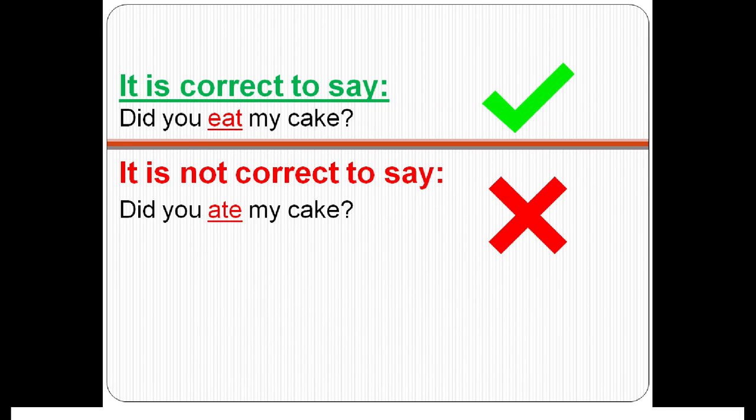It is correct to say, did you eat my cake? It is not correct to say, did you ate my cake? The second sentence isn't correct because when you have an interrogative sentence in past simple tense, you need to use the infinitive form of that verb.